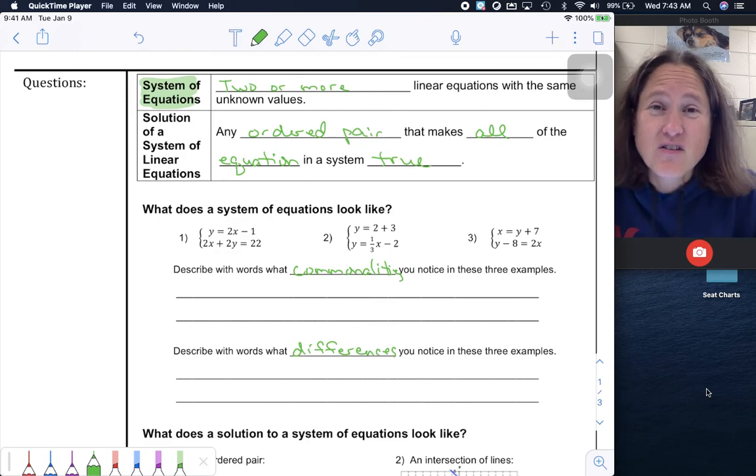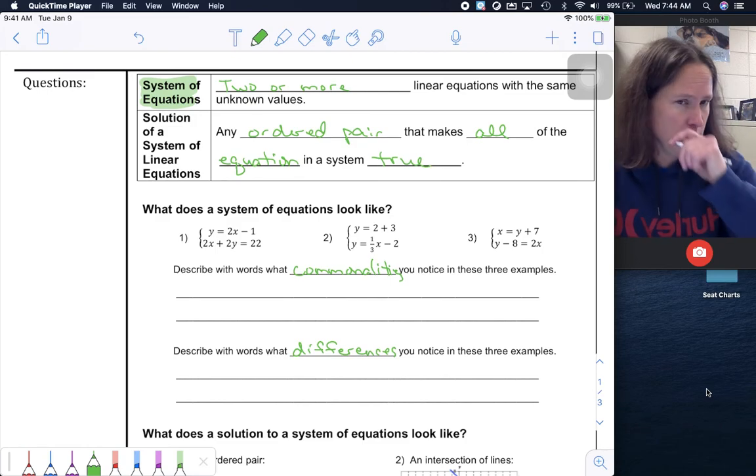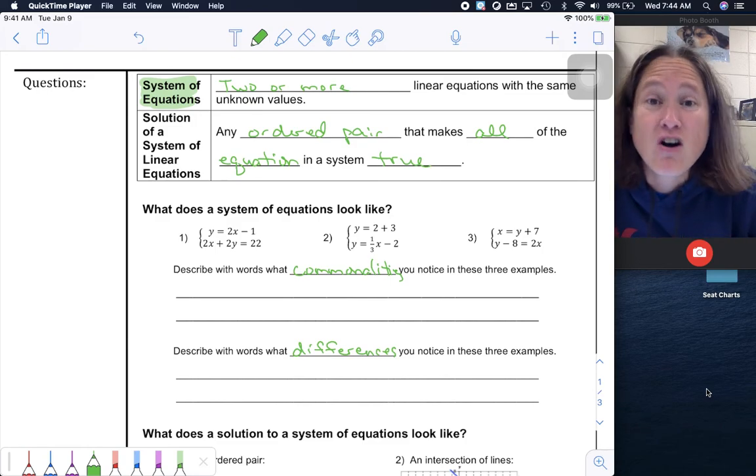Okay, hopefully you noticed some stuff. For example, for commonality, they all have numbers. Every single one has numbers, 2, 22, -1, 2, 3, all that stuff. They all have x and y. Excuse me, they're all linear equations. So all of those are commonalities.